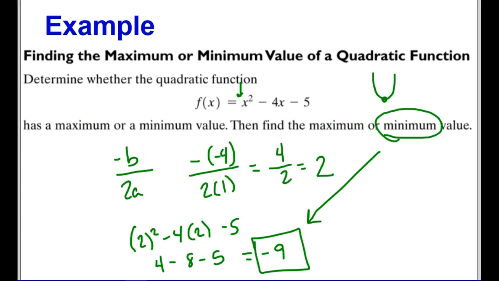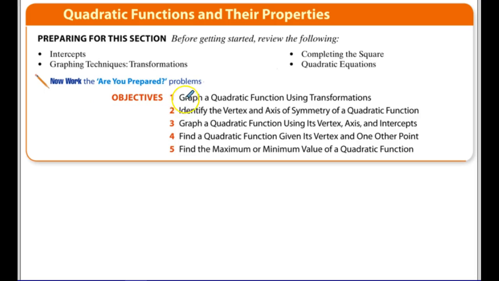So now let's look back at our learning targets, because we made it through all of them. First we graphed a quadratic using transformations. We found the vertex and axis of symmetry. Then we graphed a quadratic using that vertex and axis of symmetry. We were able to write a function when I had the vertex and one other point. And then we looked at the maximum or minimum of these values. Okay, so now that we've gone through all of these targets, go ahead and work on your homework for this section.